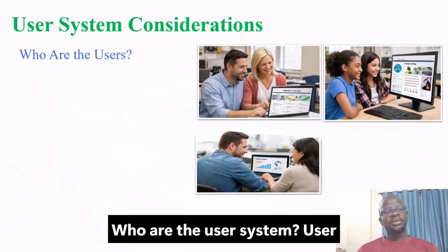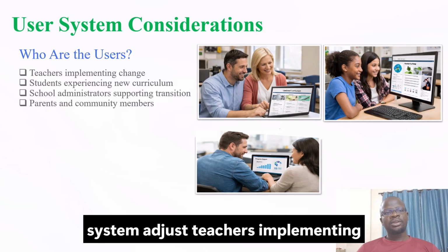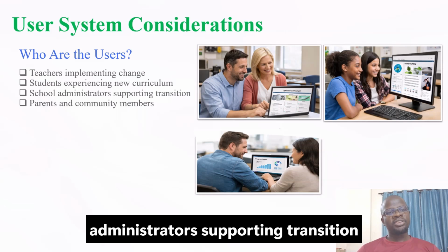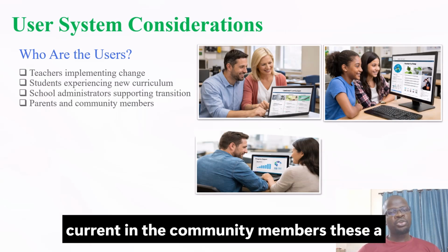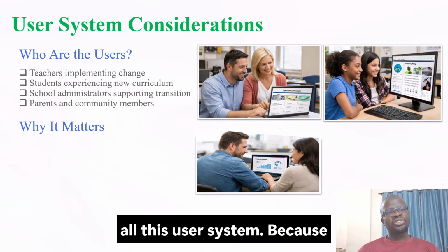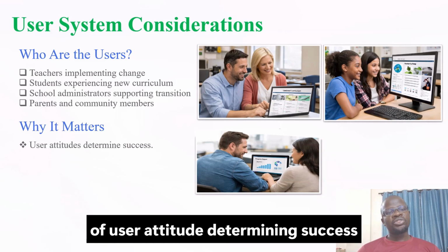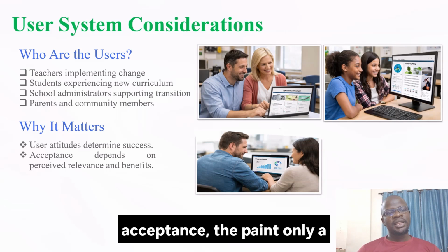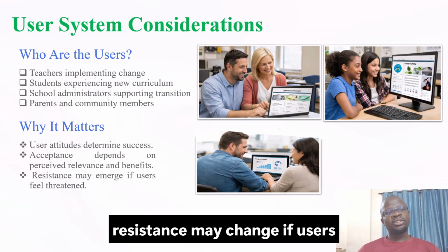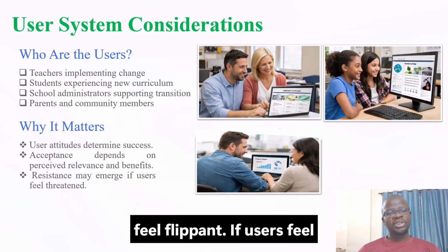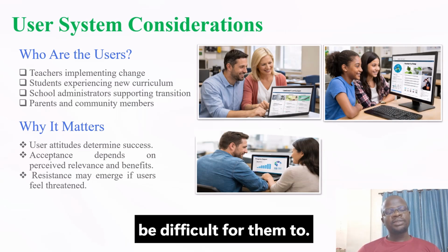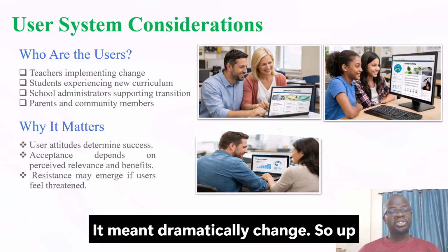Who are the user system? The user system are just teachers who are implementing curriculum change, students who are experiencing the new curriculum, school administrators supporting the transition, parents and community members. These are the user system. And why is it important to consider all this user system? It's because user attitude determines success, and acceptance depends on perceived relevance and benefit. Resistance may arise if users feel threatened. If users feel unaware, it may be difficult for them to implement curriculum change.